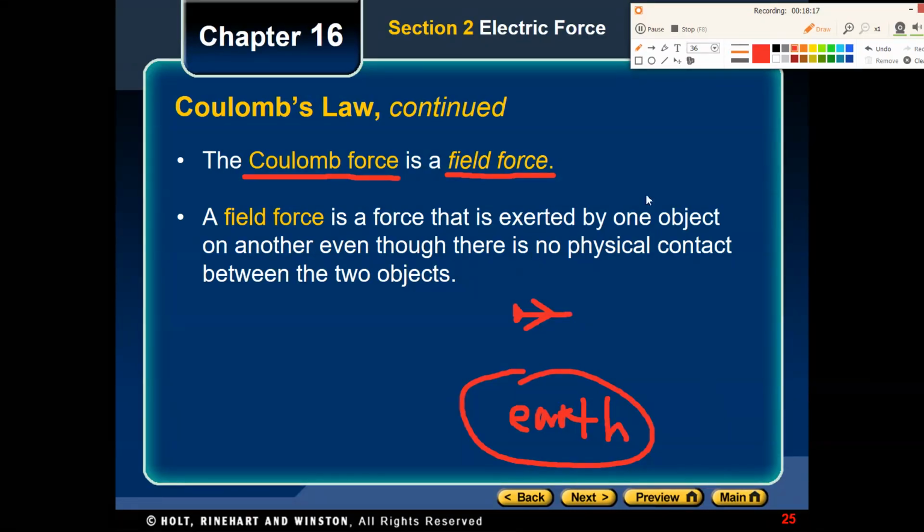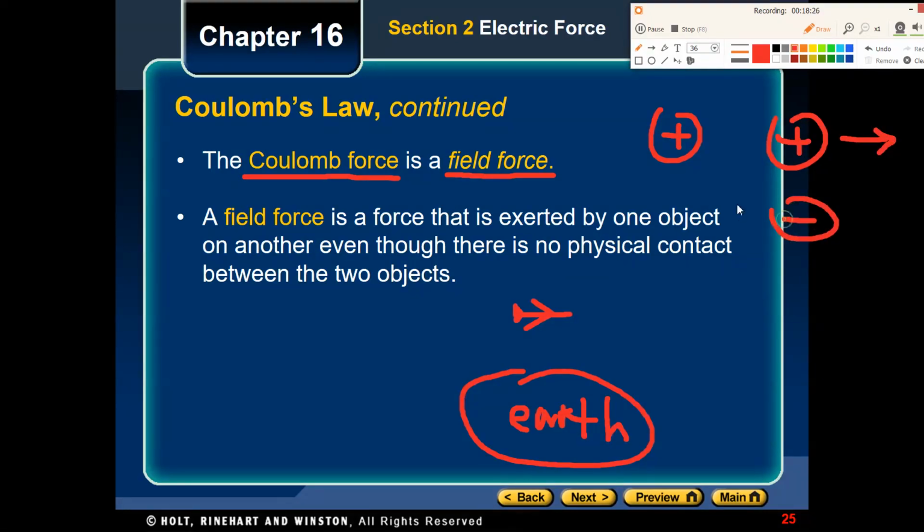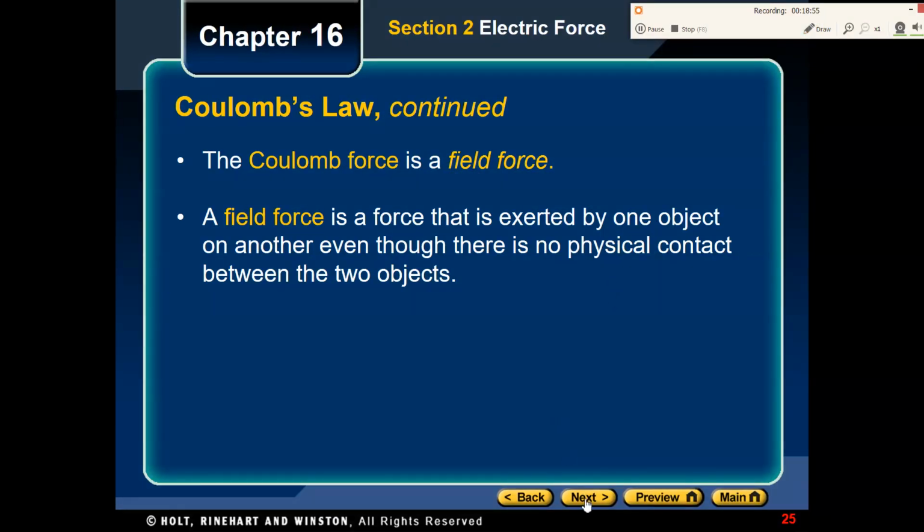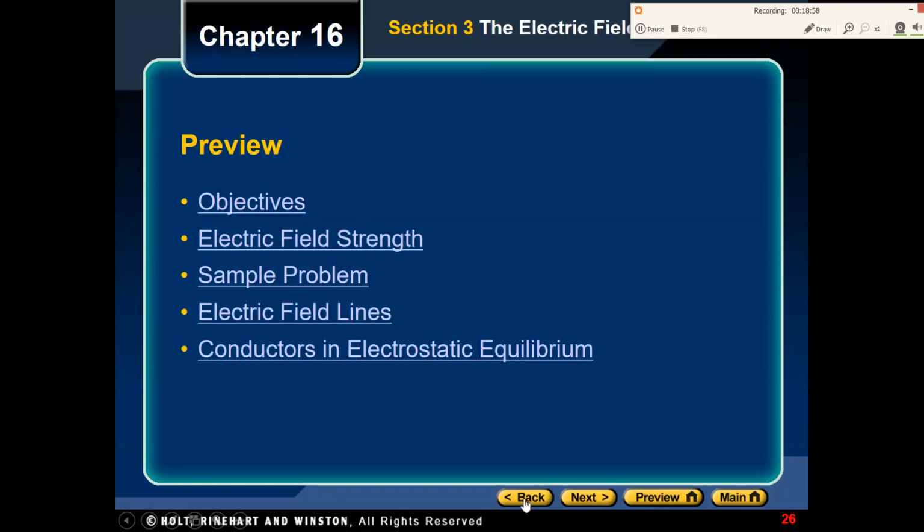However, because we have two kinds of charge, Coulomb force could be repulsive or attractive, depending on the type of charge. Gravitational force is always attractive. Everything is attracted to Earth, so gravitational force is always attractive, whereas Coulomb force could be repulsive or attractive. So this is the difference and similarity, basically. Right, that's all for section 2.